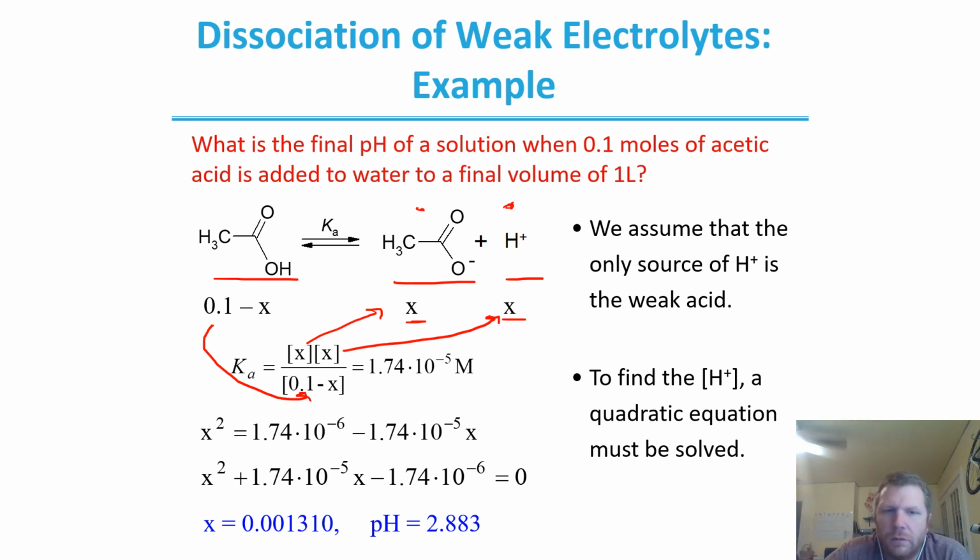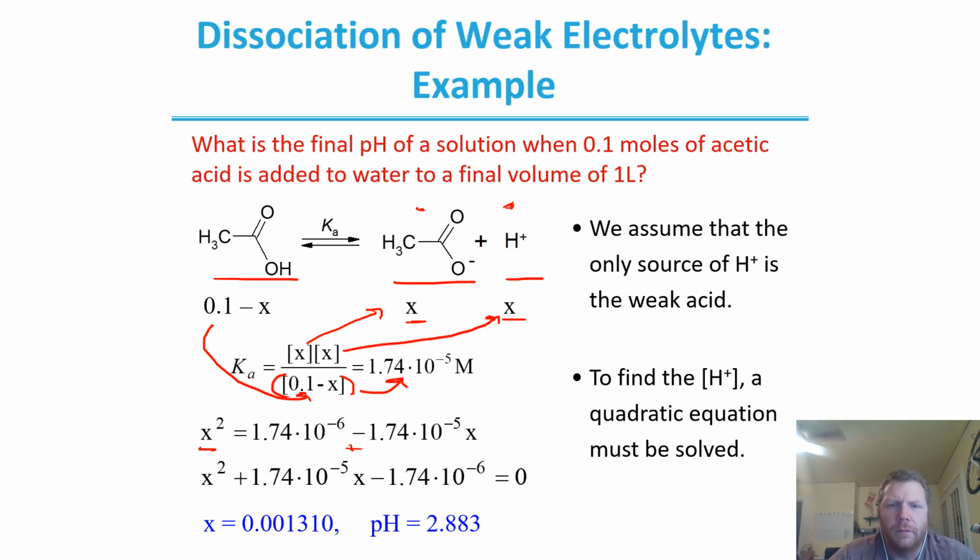What we can do with that is the simple algebra that tells us X squared, take this bottom half and multiply it by that. X squared is equal to 1.74 times 10 to the negative 6th minus 1.74 times 10 to the negative 5th times X. Now we want to get X on its own side, so we add that term to the other side.